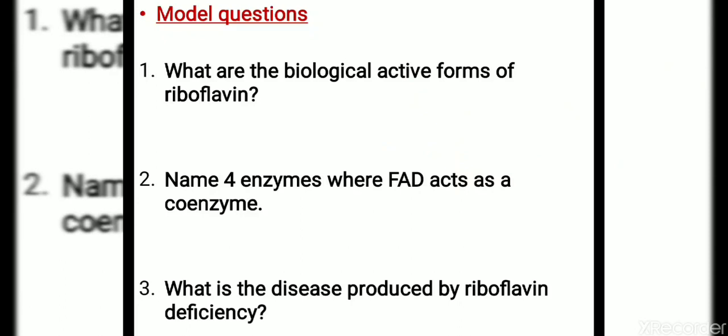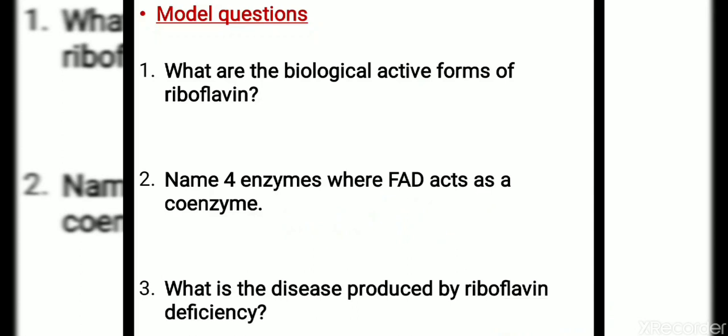The second question is, name 4 enzymes where FAD acts as a coenzyme. In all these reactions, FAD accepts electrons or protons, and FAD is converted into FADH2. The first enzyme is succinate dehydrogenase, the second is the pyruvate dehydrogenase enzyme complex, the third is the alpha ketoglutarate dehydrogenase enzyme complex, and the last is the branched chain ketoacid dehydrogenase enzyme complex. These are the enzymes which require FAD as the coenzyme molecule.